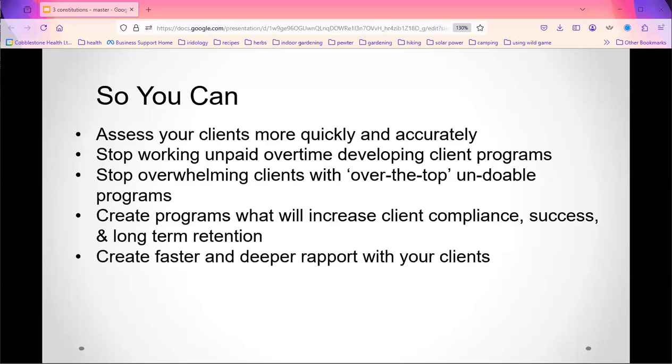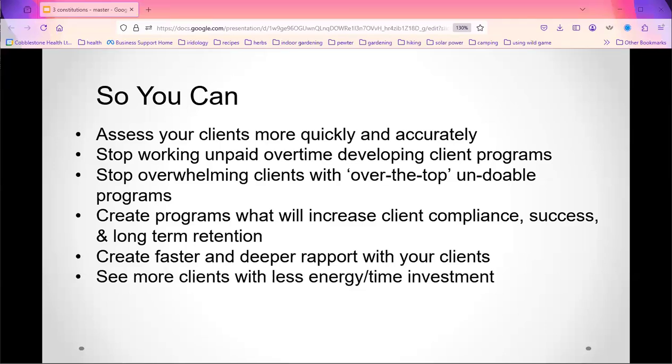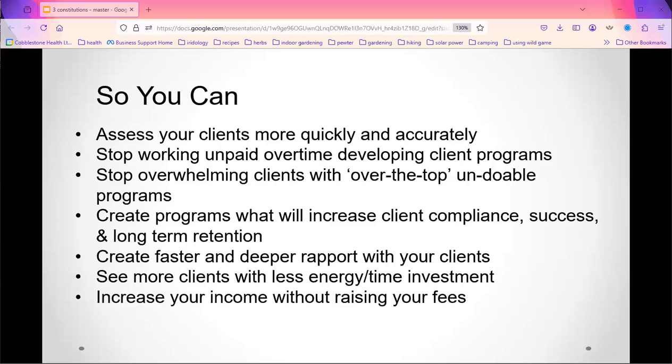With iridology, we can create faster and deeper rapport with our clients, like really fast. We can see more clients in less time, spending less energy, and do amazing work for them. And you can probably increase your income without raising your fees because you're seeing more clients and working fewer hours. How does that all sound? Does that sound like good reasons to learn iridology?